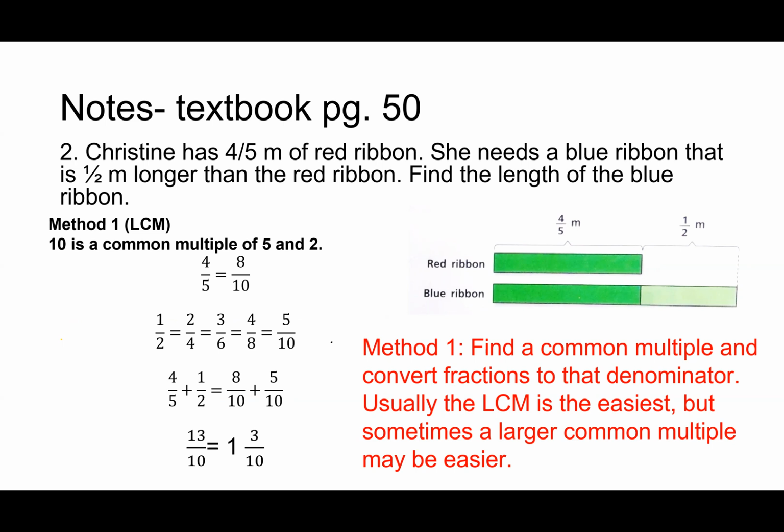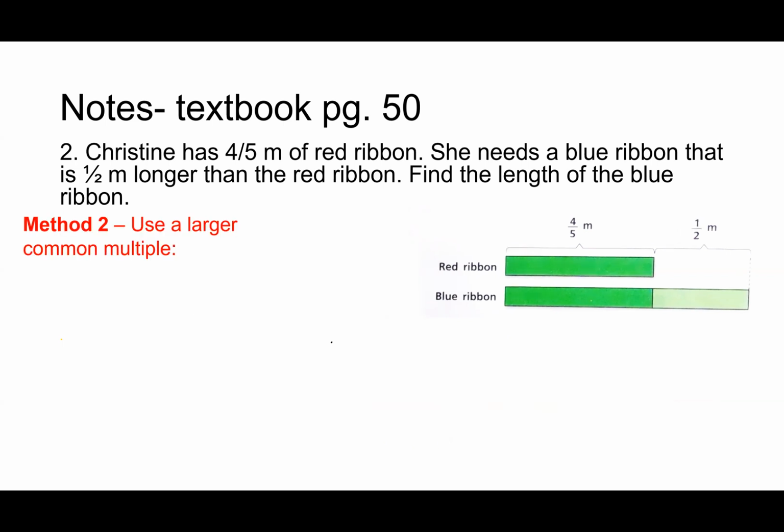Just write LCM, least common multiple, because we kind of got to rock and roll. Method 2 is to use a larger common multiple. What's another multiple of 4/5 and 1/2? What would be a larger common multiple? Mira? 100. Sure, we could do 100.